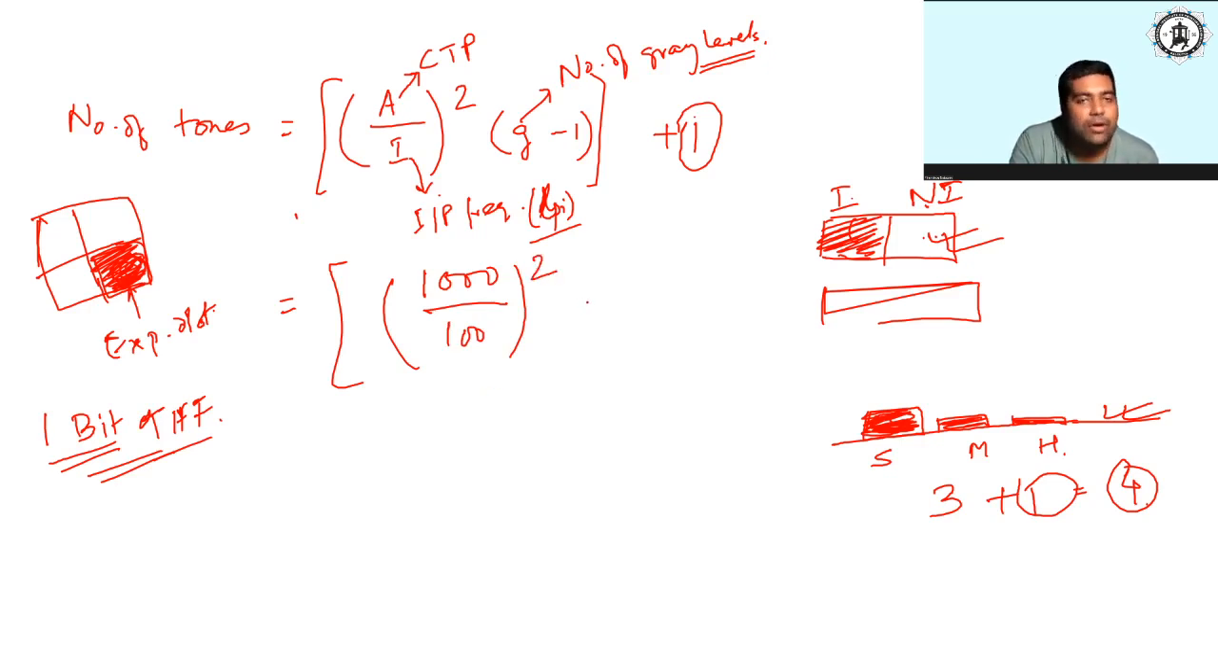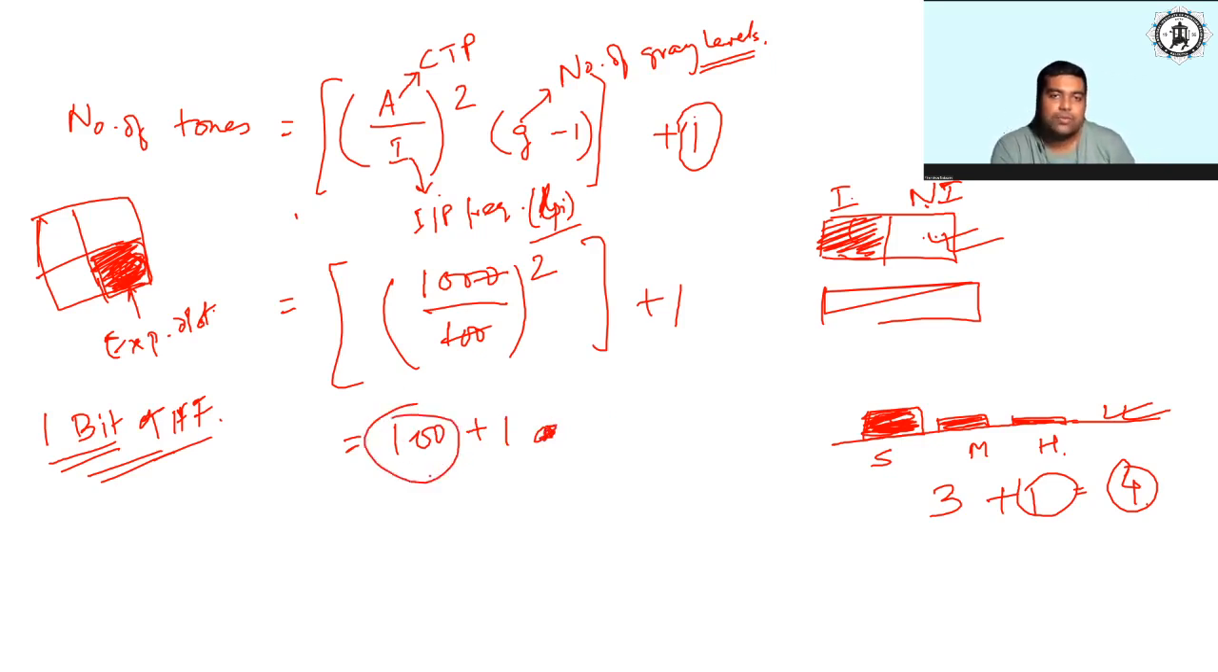Squared. G here for offset, as I told you, is 2. That means 2 minus 1 is 1, plus 1. That means 10 squared plus 1, that is 100 plus 1. Now I am not writing 101 intentionally, because let us consider this 100 here is quite important.